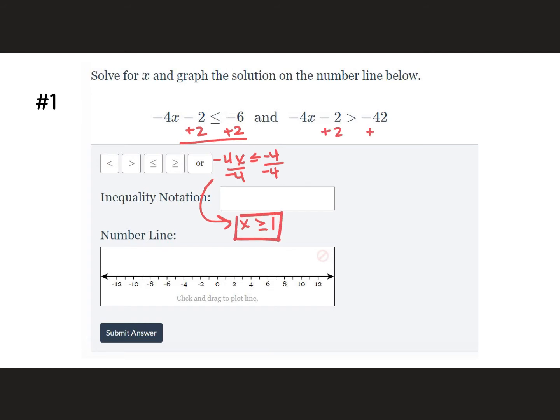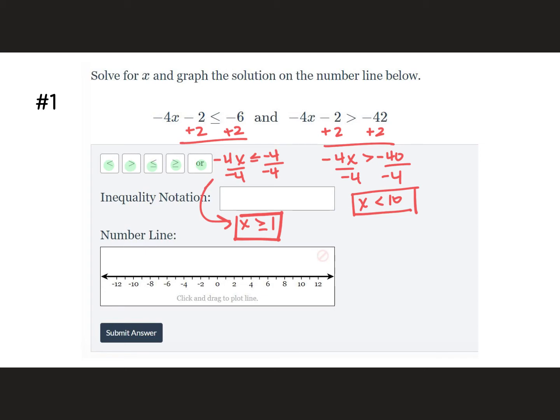On the second part, adding 2 to both sides, I get negative 4x is greater than negative 40. Dividing by negative 4, we get x is less than 10. So now when you write the inequality notation, you should be able to put it together as one answer. You'll notice there are a series of buttons on the screen, like less than, less than or equal to, greater than or equal to, and then the word or. I think they're implying that they don't want you to type the word and. They would like you to write it as that string inequality.